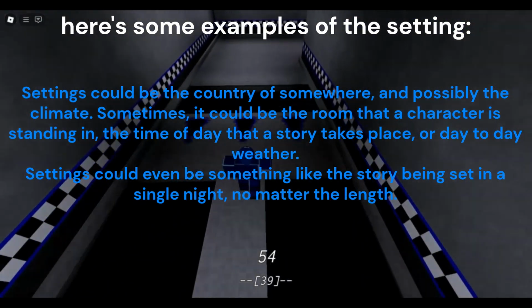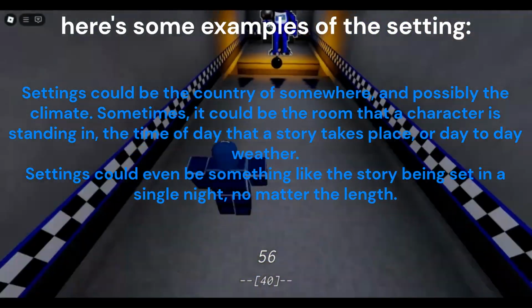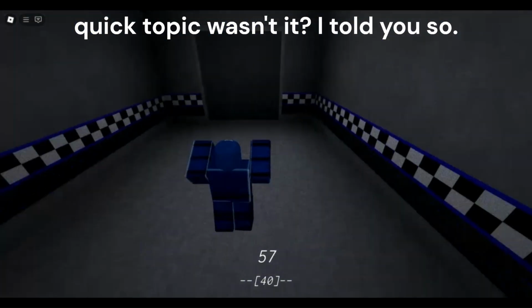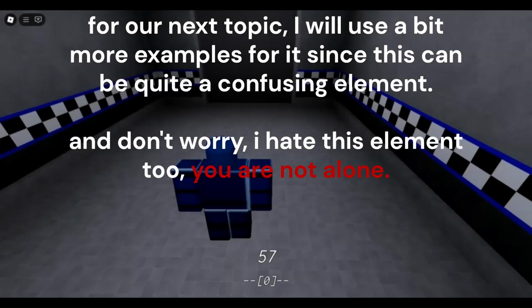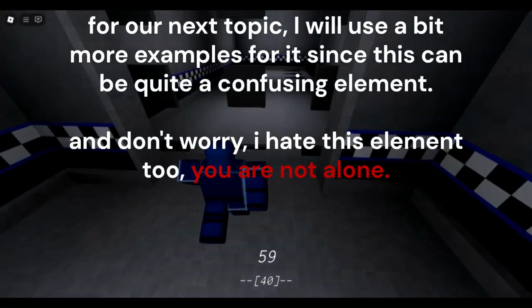place, or day-to-day weather. Settings could even be something like the story being set in a single night, no matter the length. Quick topic, wasn't it? I told you so. Don't say I didn't. For our next topic, I will use a bit more examples for it since this can be quite a confusing element. And don't worry, I hate this element too, you are not alone.